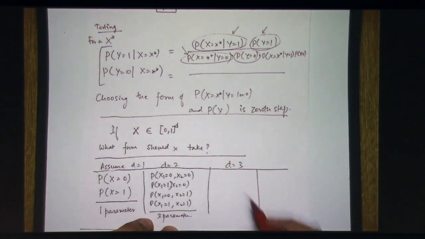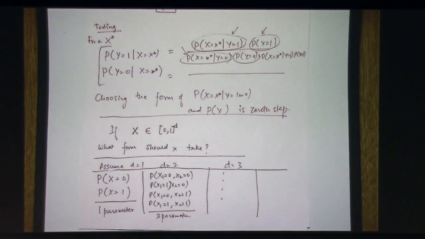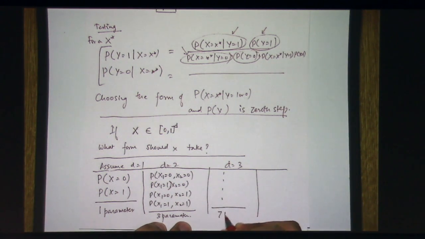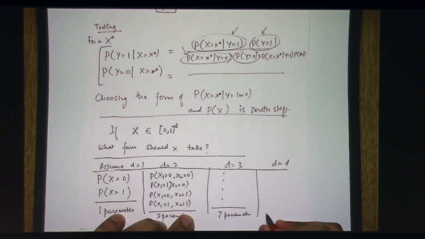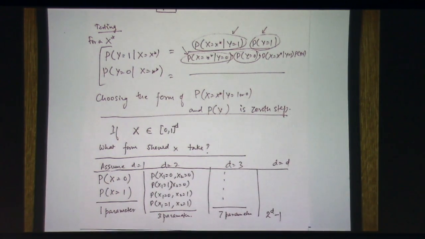So now here, we will have to write out 8 combinations, and then they have to sum up to 1. So it will be 7 parameters. In general, when the dimension is d, you actually need 2^d minus 1 parameters. All right? So those are the number of parameters.